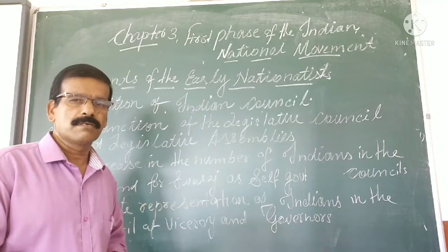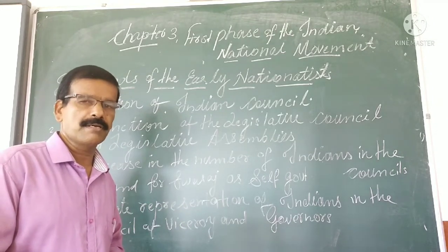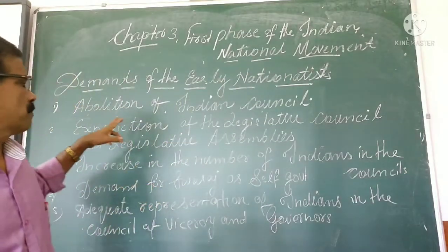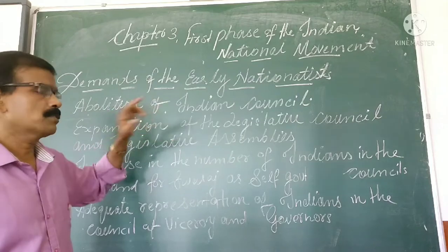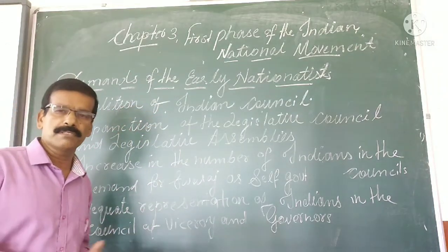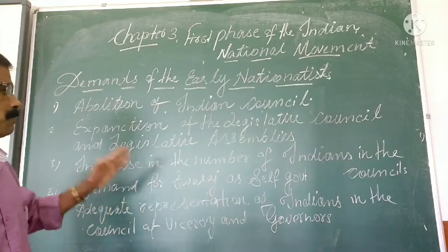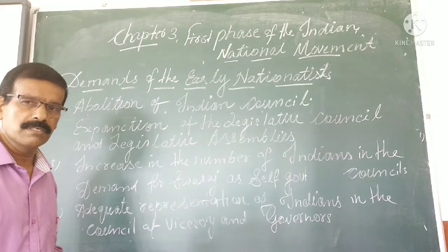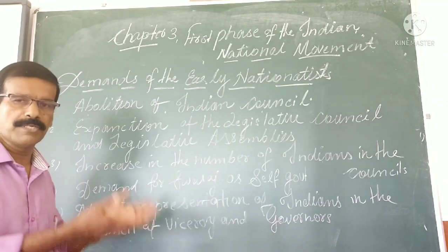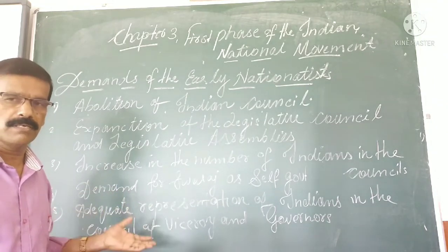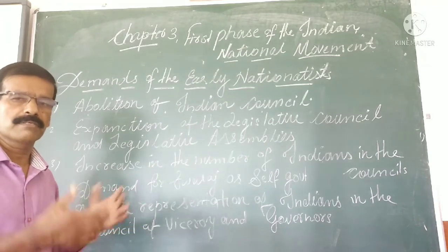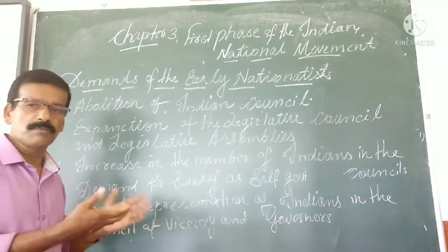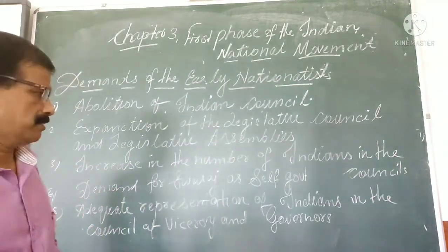Now let us see what were the demands of the early nationalists. Here I have written many points. So one of the main demands of the early nationalists was the abolition of the Indian Council. Abolition means cancellation. And next is the expansion of the legislative councils as well as legislative assemblies, both in the provinces as well as in the center. Means they wanted to expand these legislative councils and assemblies so that more representatives could be added.